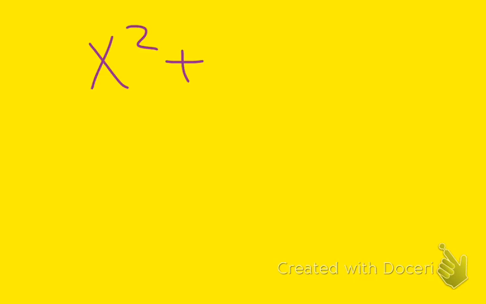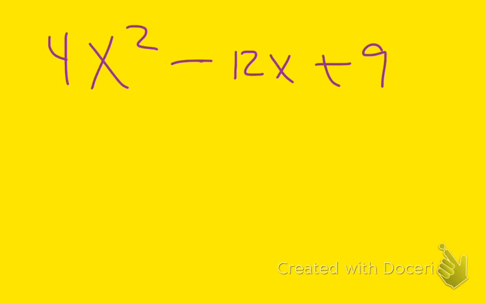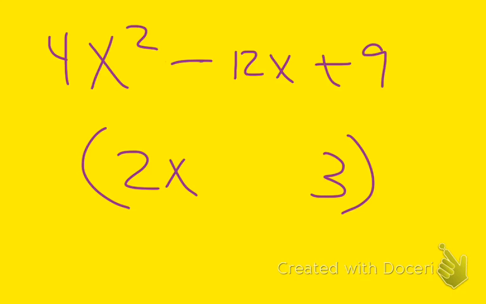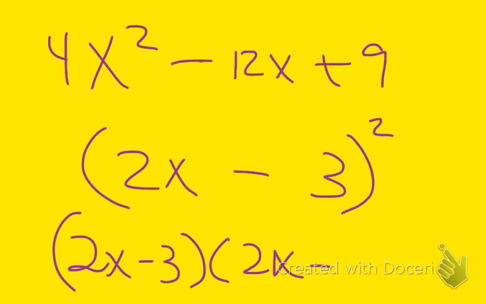Where you had 4x squared minus 12x plus 9. After you determined that it was a perfect square, you could do 2x and 3, and we knew that was a minus, so we can put a square there. This was really technically 2x minus 3 times 2x minus 3. That's what the squared means. Today, we won't have the same thing twice.